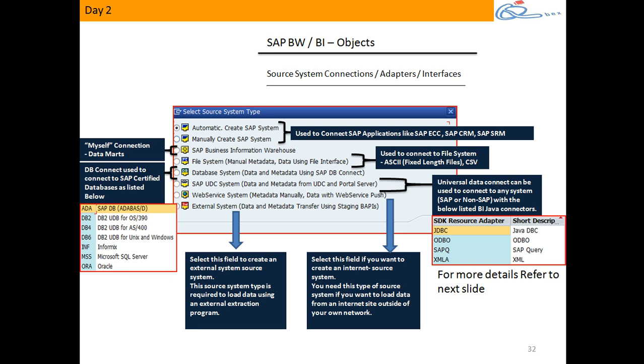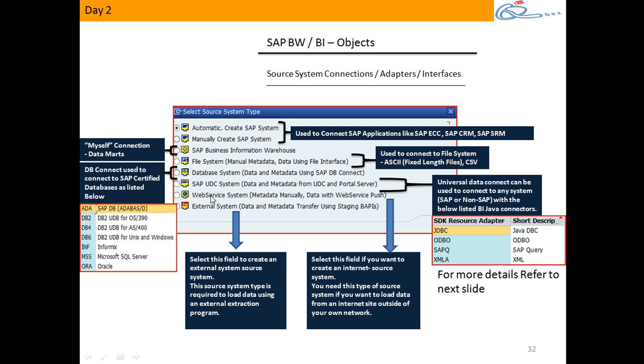So it means I can use DB connect to connect only SAP certified databases to BW. Like SAP certified databases, look at this: Oracle, SQL Server, Informix, DB2, DB4, DB6, ADA, or now HANA also has joined in. All those SAP certified databases alone can be connected to BW by using what? DB connectors. Okay. Good. First, let me come to this.